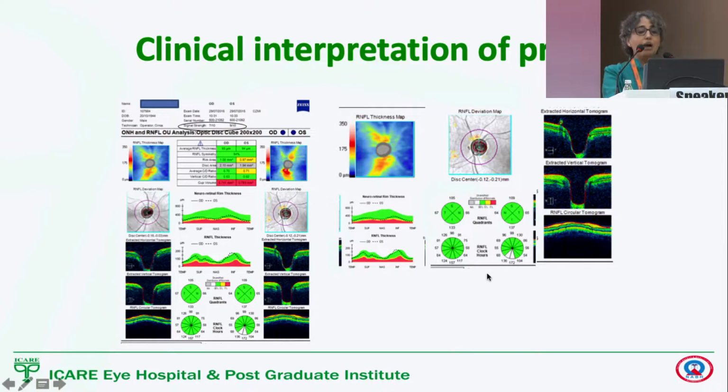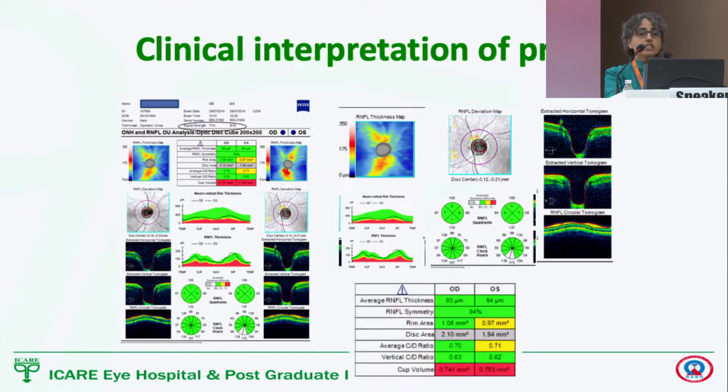What you see now is, of course, the averages of the clock hours, 12, and the 4 quadrants. And the green, yellow, red is nothing but, if you see this chart, it's telling you what percentile of people will have this kind of thickness and lie in the normal range or outside it. So this is where you look at some important parameters like the average retinal nerve fiber layer thickness.